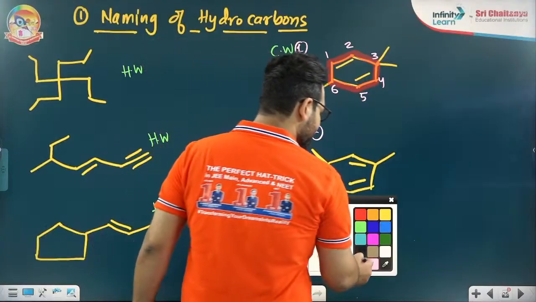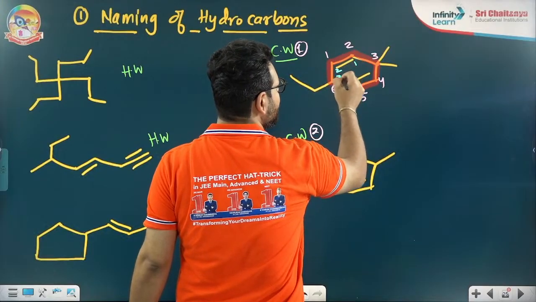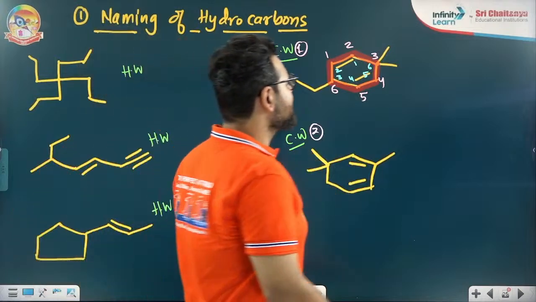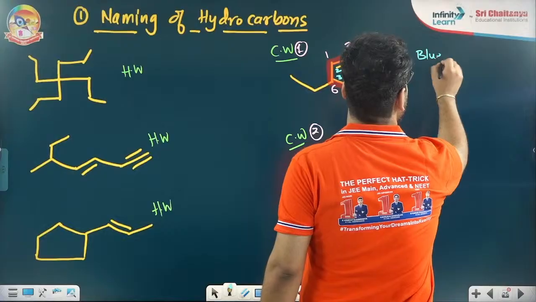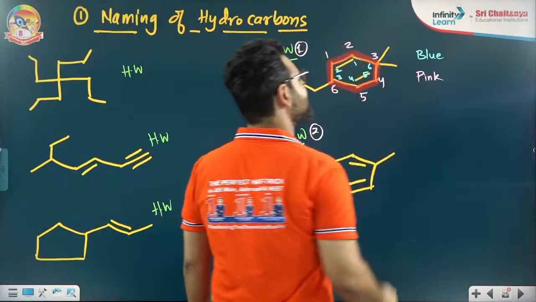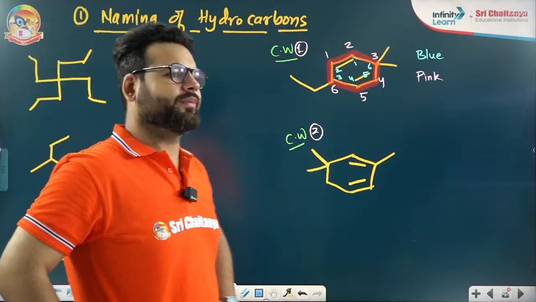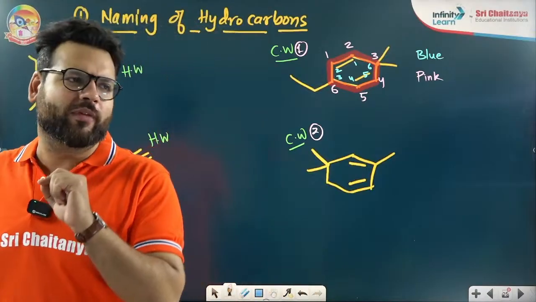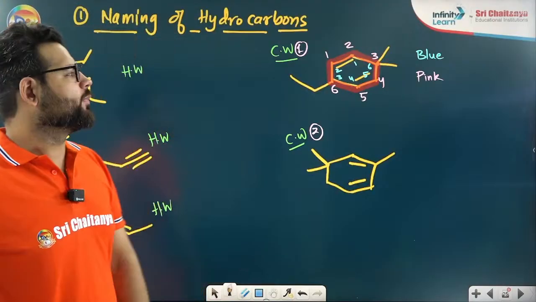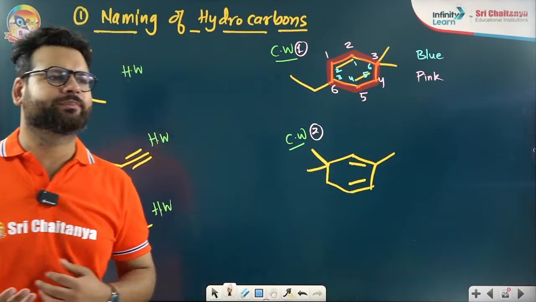Is there any other way to give them 1 and 4? Yes, there is another way. I can start from here: 1, 2, 3, 4, 5, 6. Tell me, is the blue way correct or the pink way correct? There are two ways to number. Blue way, pink way. It's a tricky one. Don't make a mistake. Think and tell me which is better, blue or pink.